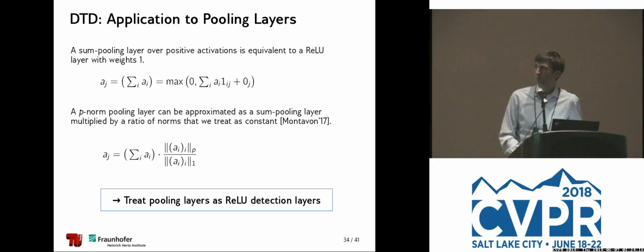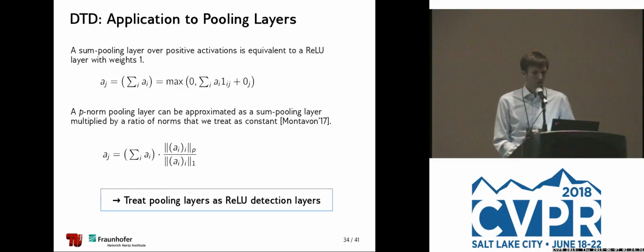Then you have the p-norm pooling layer, one example of which is the max pooling layer in the case where p is equal to infinity. And here, what we do is rewrite the activation, or the output of this layer, as a sum pooling times a ratio of norms, and treat this second term as constant. And then we also use some argument for constancy.